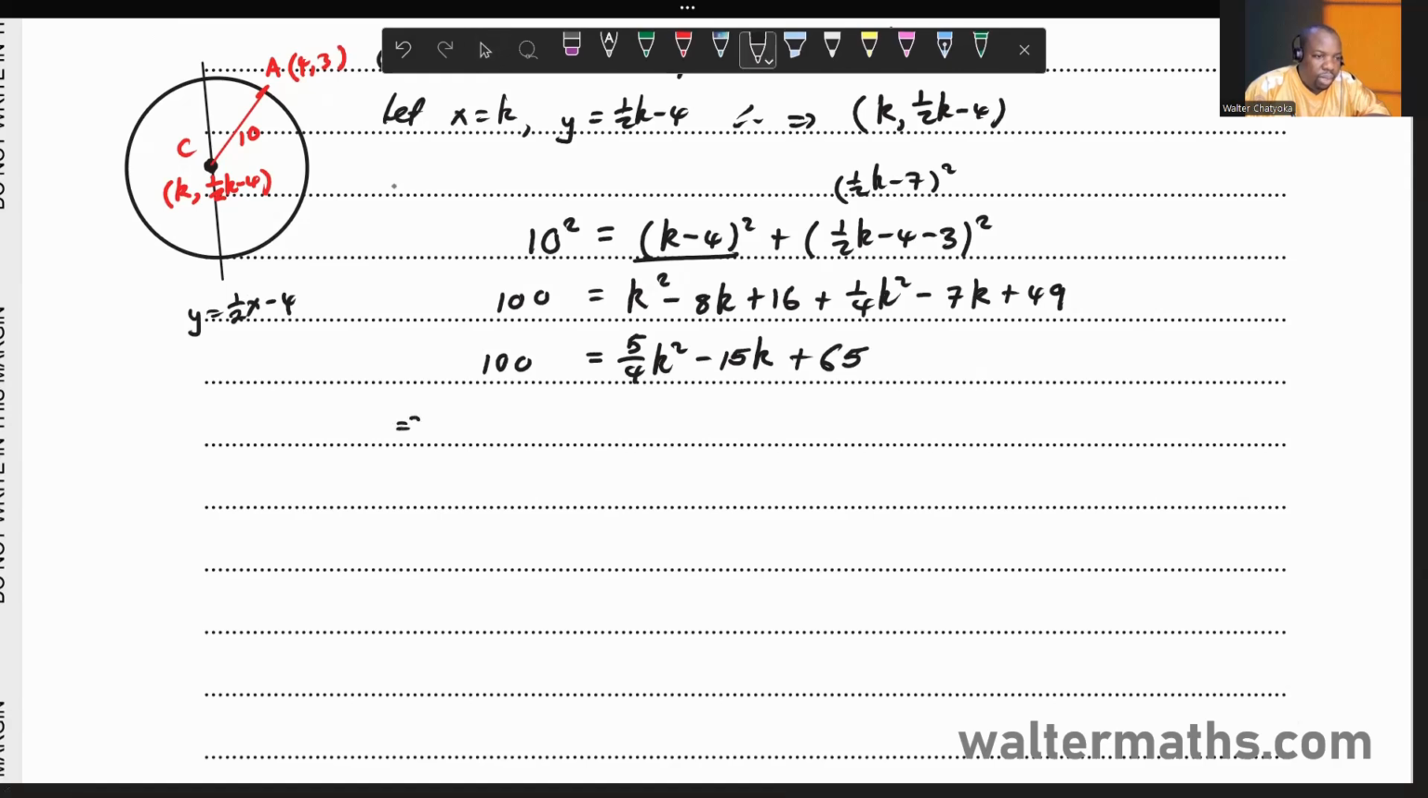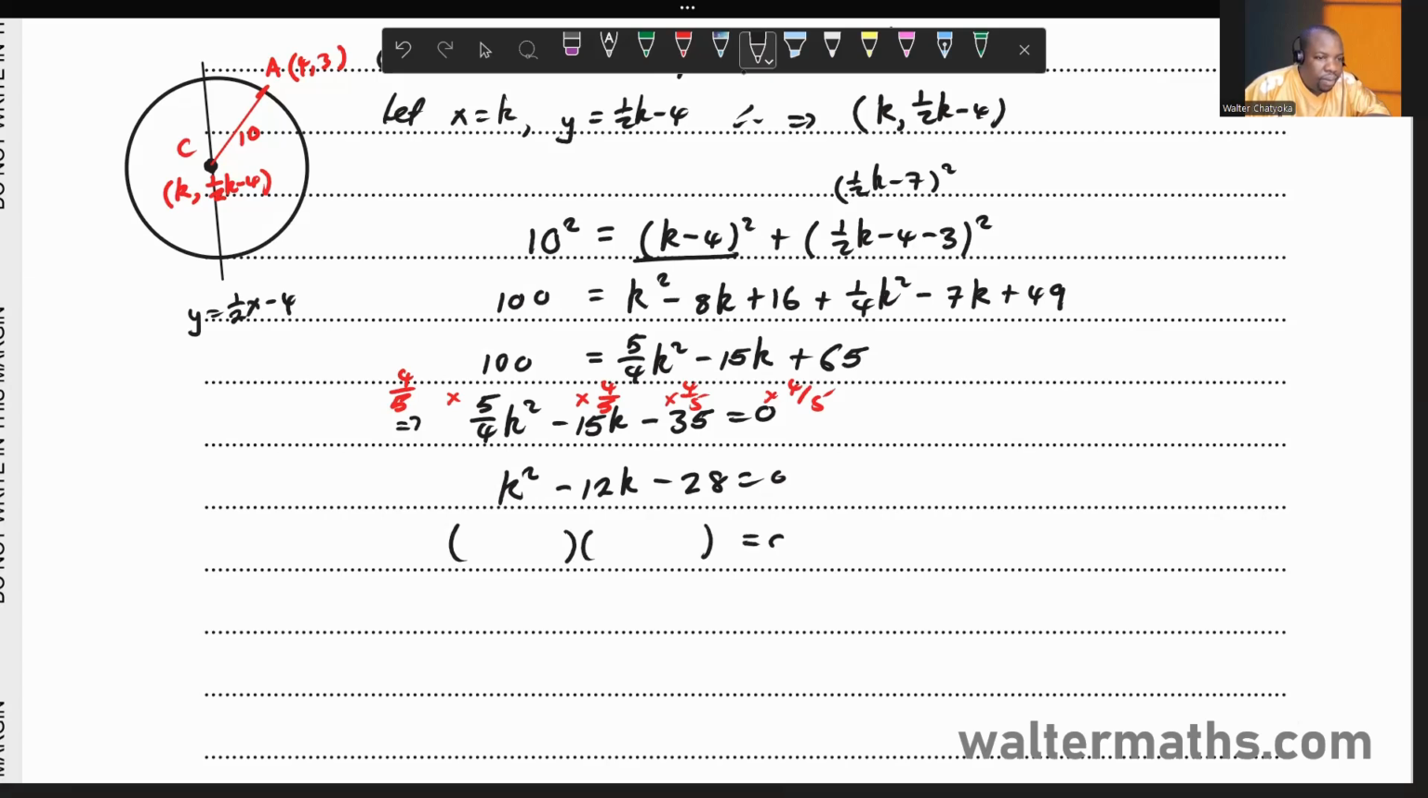All right. So rearranging, we'll be having 5 over 4 k squared minus 15k, and 65 minus 100, that's going to be minus 35, equal to 0. Let's multiply everything by 4 over 5. And if we do, we will get k squared here, and this is going to be minus 12k, and that's minus 28, equal to 0. So we can actually factorize this. This is k, this is k. And let's use 14 and 2, so minus and plus. So the possible values of k are 14 and minus 2.